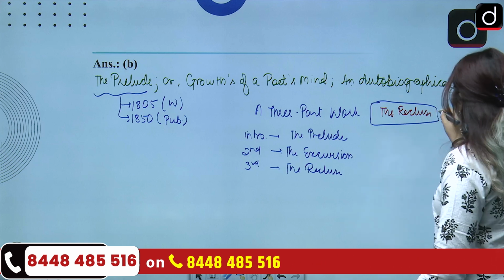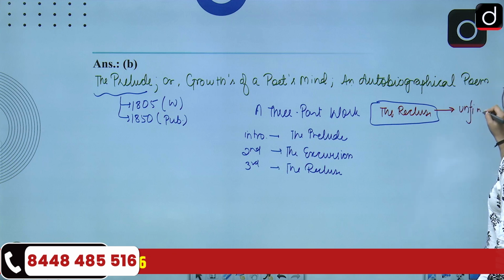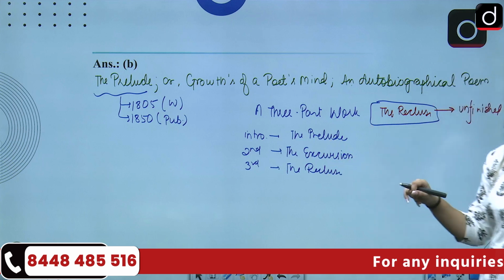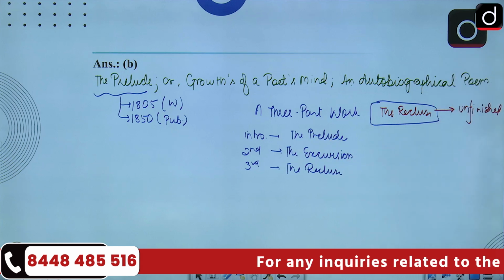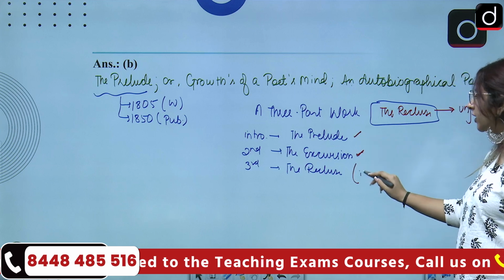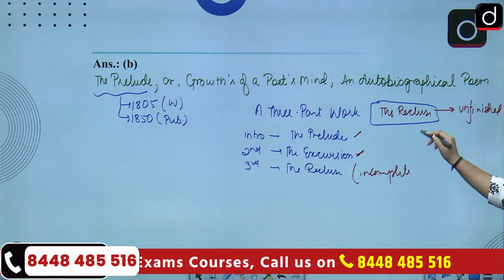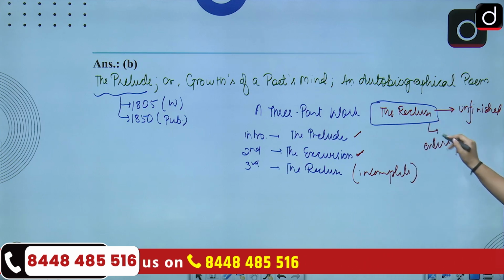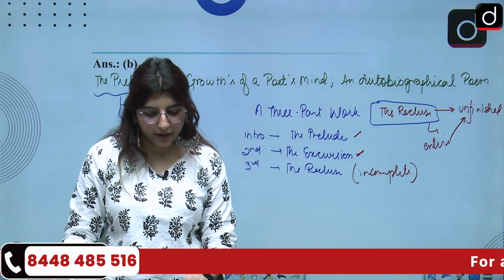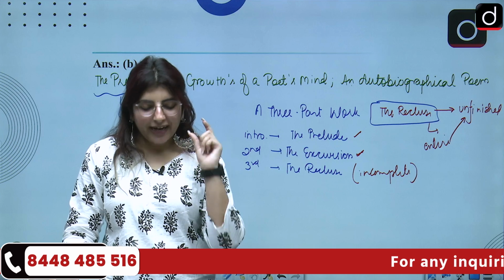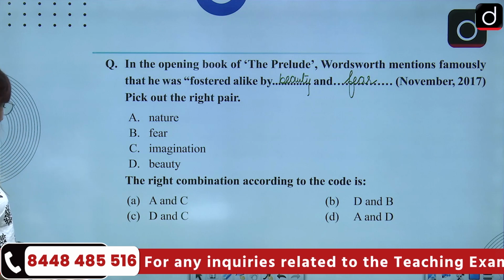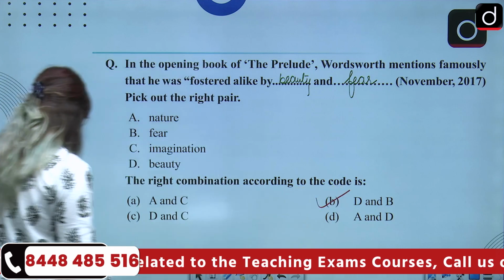So agar hum ye 3-part work Recluse ki baat karte hain, it's an unfinished work. Because these 3 parts, ye parts poore nahi likhe gaye the, theek hai? Second part was also written completely, ye complete ho gaya tha, this one was incomplete. So the entire work, jo agar hum baat karte hain ye 3-part wala, it was unfinished, right? I'll just read the lines out here. Fair seed time had my soul and I grew up fostered alike by beauty and by fear. Theek hai, that is what we have noted down as the answer here. Option B here, D and B.